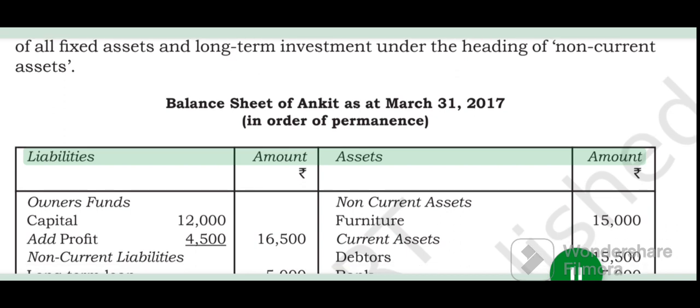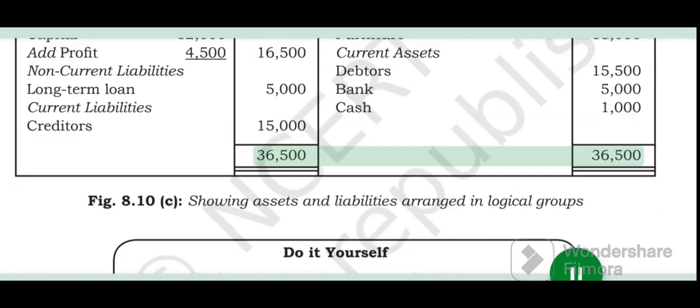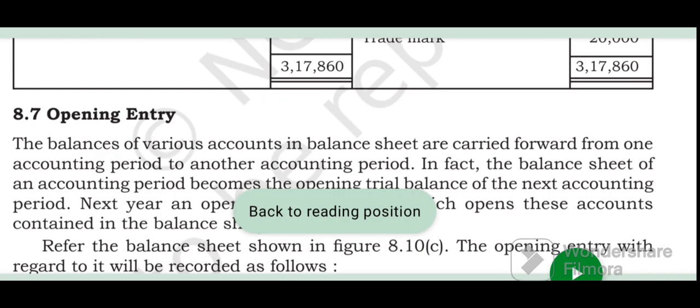Liabilities amount, assets amount. Owner's funds: capital 12,000, add profit 4,500, 16,500. Non-current liabilities: long-term loan 5,000. Current liabilities: creditors 15,000. Non-current assets: furniture 15,000. Current assets: debtors 15,500, bank 5,000, cash 1,000. Total 36,500, 36,500. Fig. 8.10c. Showing assets and liabilities arranged in logical groups.